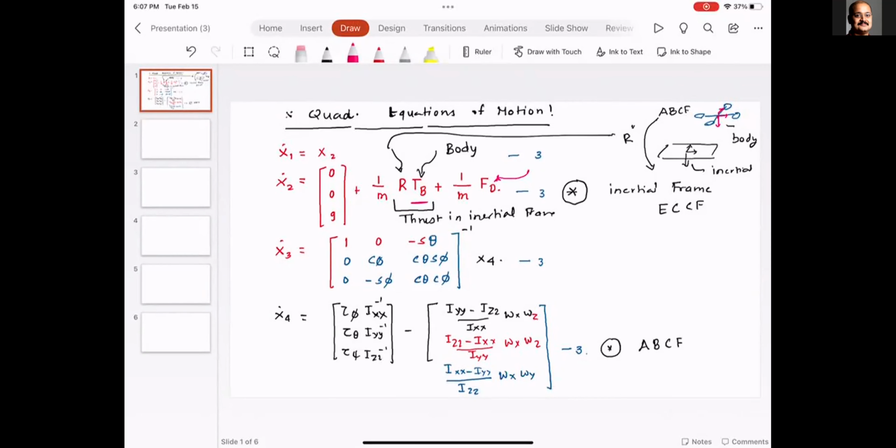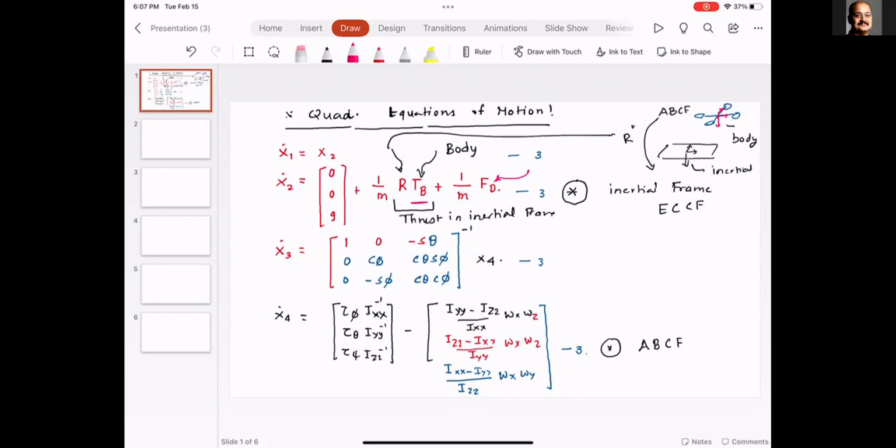Everyone understood this? This is an important distinction. So you can see the equations can be written in inertial frame or they can be written in the body frame, but you have to use the appropriate transformation matrix that will take you from body frame, aircraft body frame, to Earth centered coordinate frame.